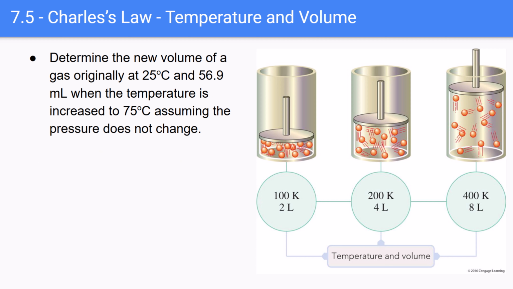So let's go through and determine the new volume of a gas originally at 25 degrees Celsius and 56.9 milliliters when the temperature is increased to 75 degrees Celsius, assuming the pressure does not change. So again, we're going to be using temperature and volume here. Look at the previous equation and utilize that in order to solve for this. Remember, temperature does need to be in Kelvin before you plug in and solve. We'll be back in just a moment.